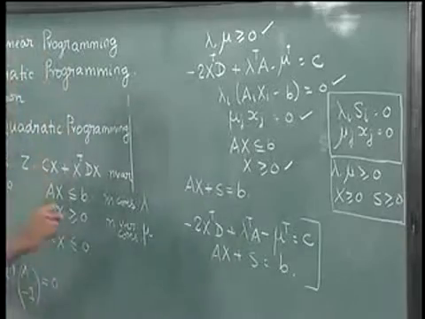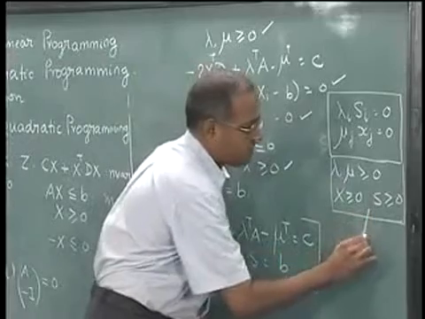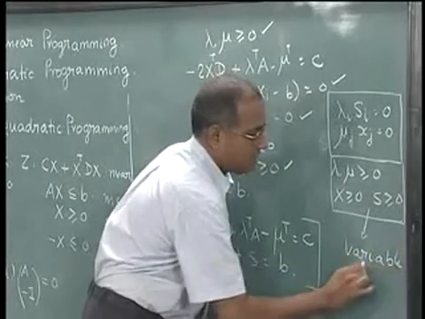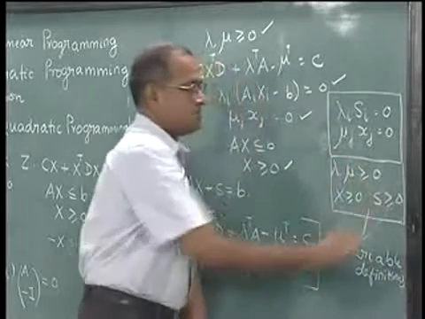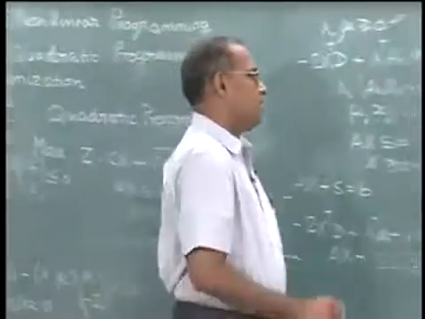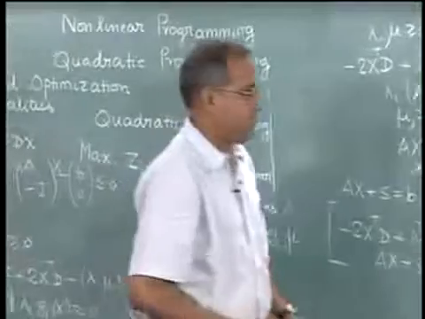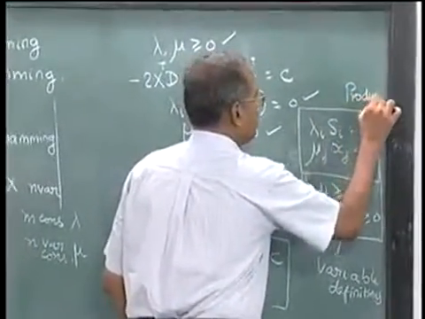Now if we look at all these carefully, now we realize that these are only variable definitions. So we are okay with these being greater than or equal to 0. Now lambda I si and mu j xj are not linear. They represent a product form here. So these are some product form.